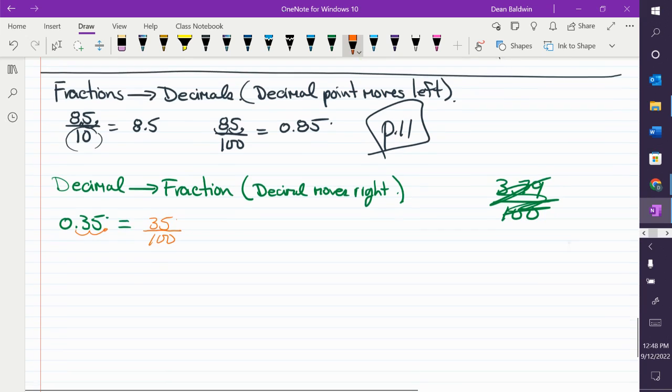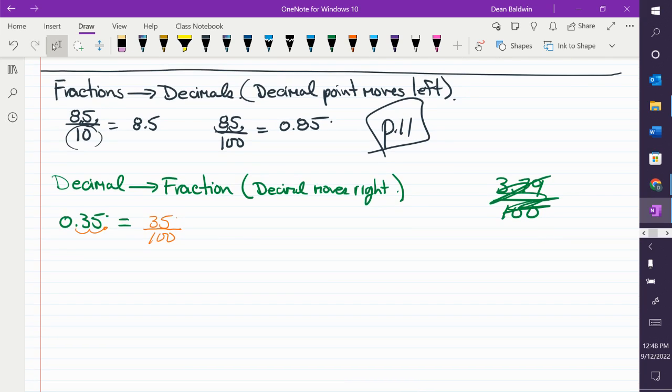Now, am I done? Why am I not done? Always put your fractions in lowest terms. So we did this last week, right? How do you convert something to lowest terms? Divide by what? By whatever will fit, whatever will fit in both, right? So what number will go in 35 and 100?